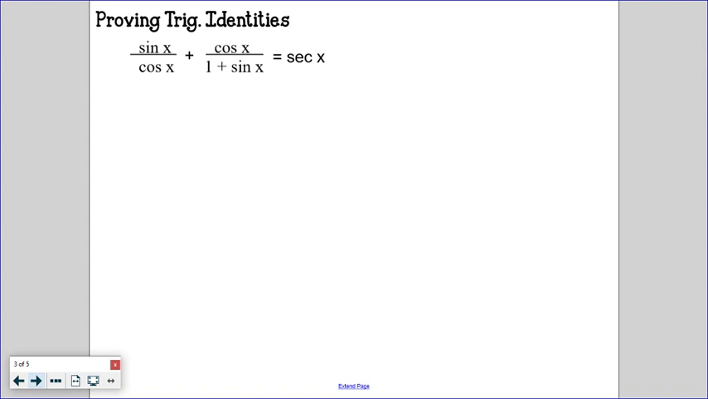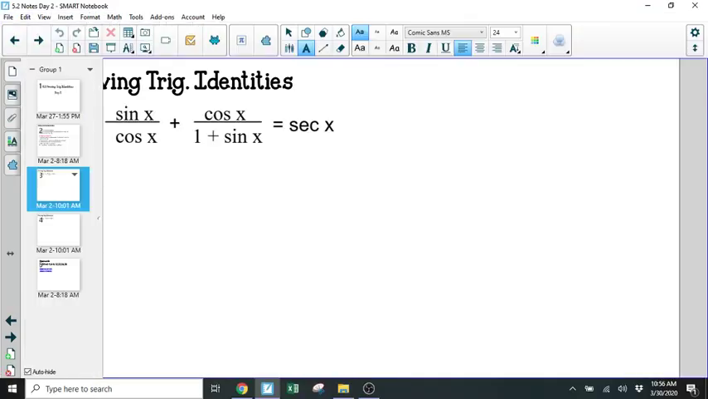So on our first one here, let's see, I need to get a pen. All right, it gives us sine of x over cosine of x plus cosine of x over 1 plus sine of x equals secant x. And obviously the more complex side is going to be the left-hand side. What we would want to do is get a common denominator. We're going to look at this one twice because I think there are two different ways we could get a common denominator.